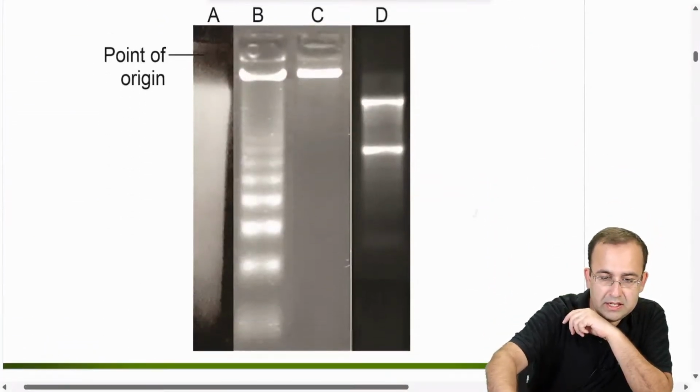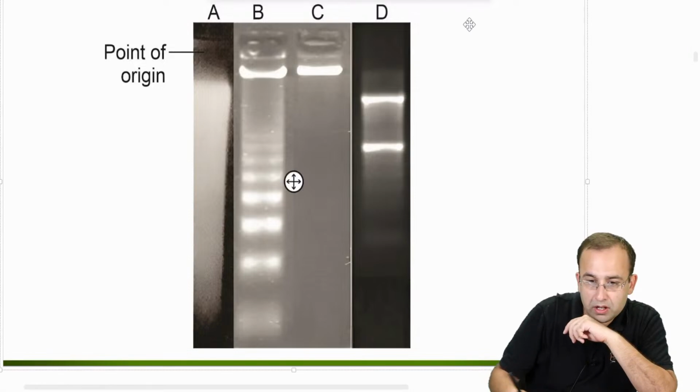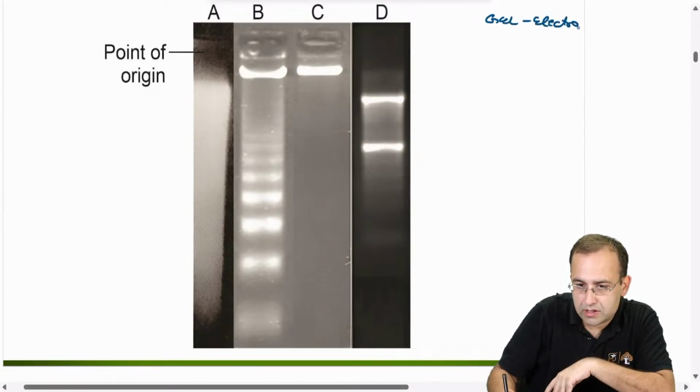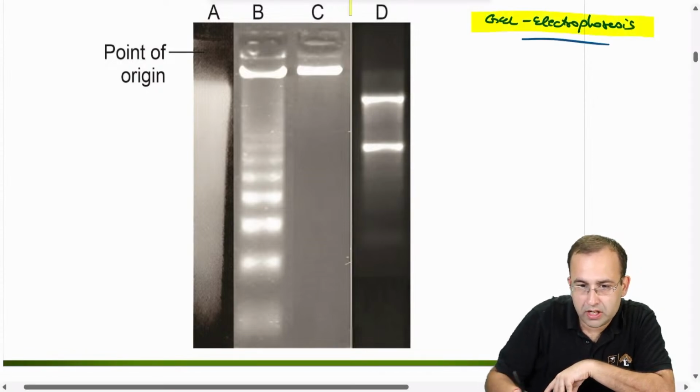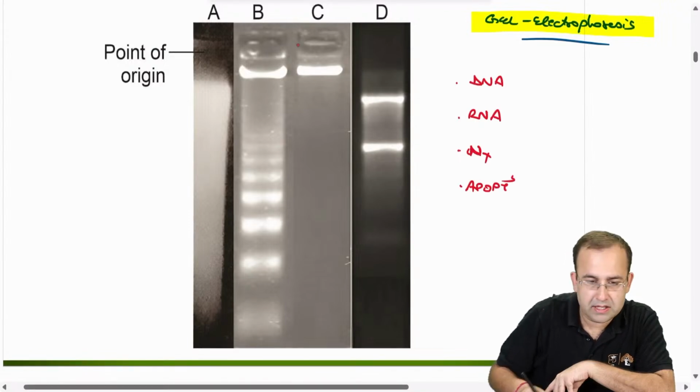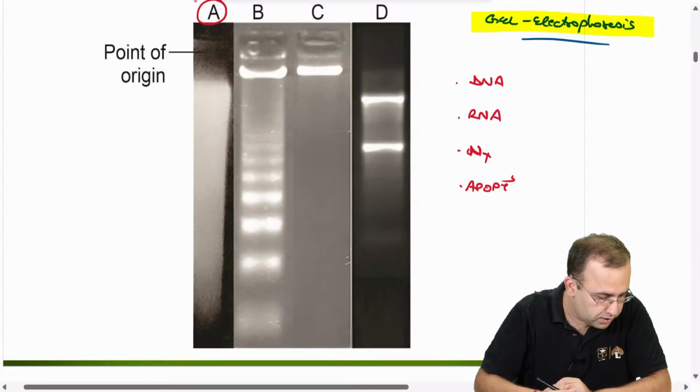Next point. Now have a look at this image. The examiner just told you that this is gel electrophoresis and column A is asked. Your options are normal DNA, normal RNA, necrosis, or apoptosis. Answer? How will you go about this?